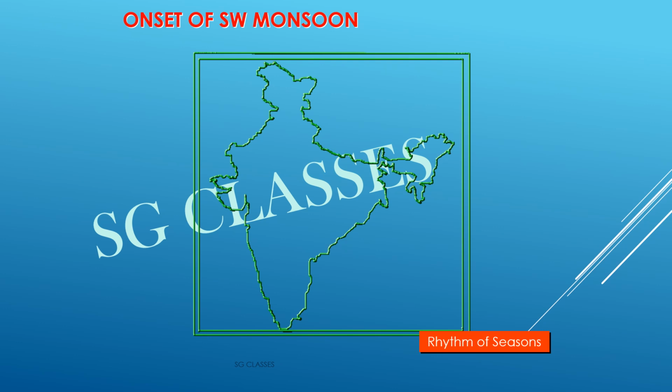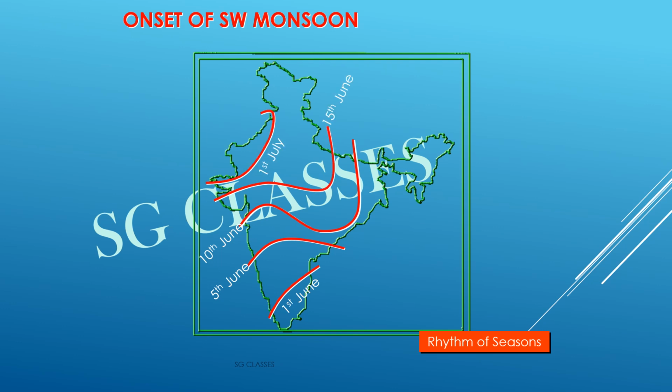We'll move further and I'll give a little more knowledge about the southwest monsoon, that is, the onset of the southwest monsoon. The southwest monsoon normally sets in over Kerala around 1st June. It advances northwards, usually in surges, and covers the entire country around 15th July.